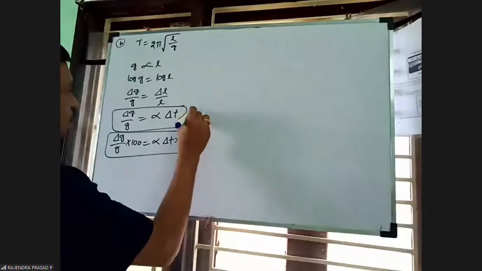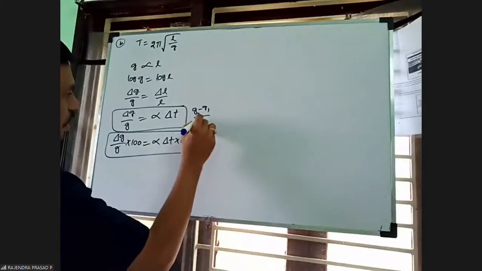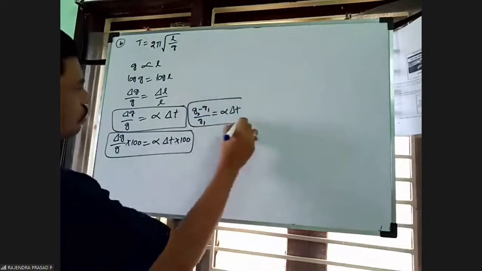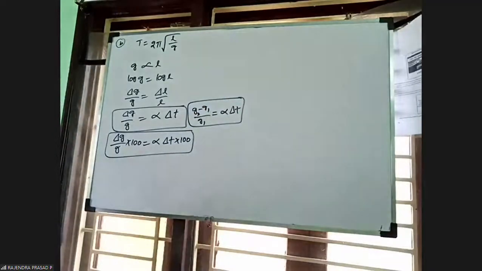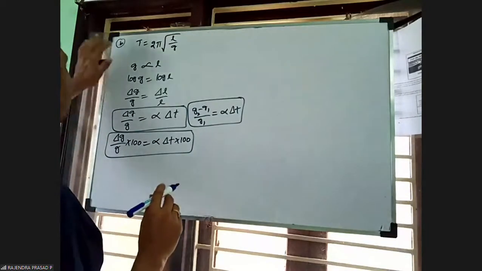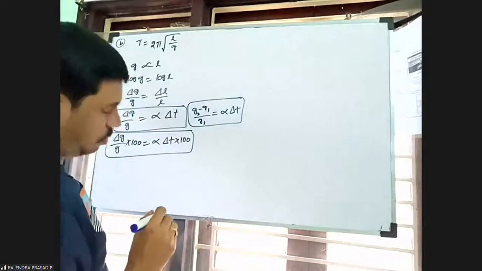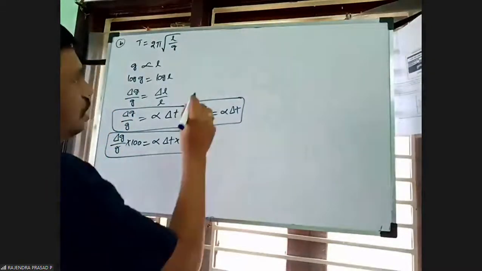Or G2 by G1 is equal to alpha into delta T. Right. Next one, C.